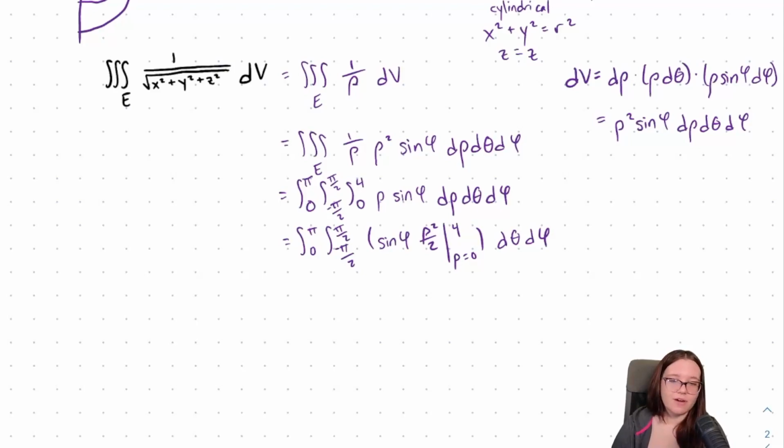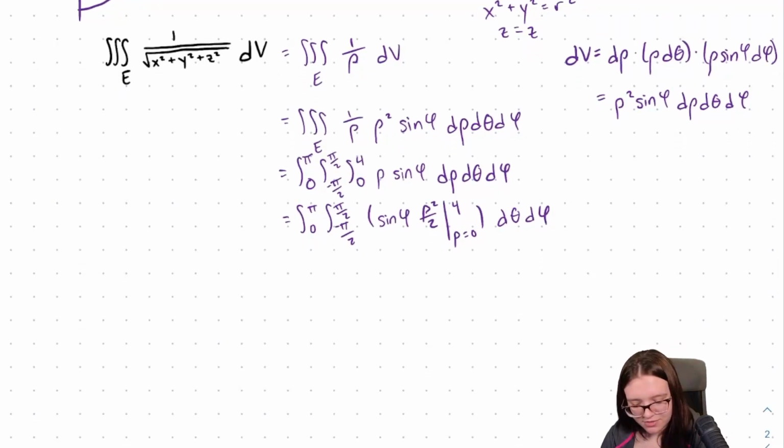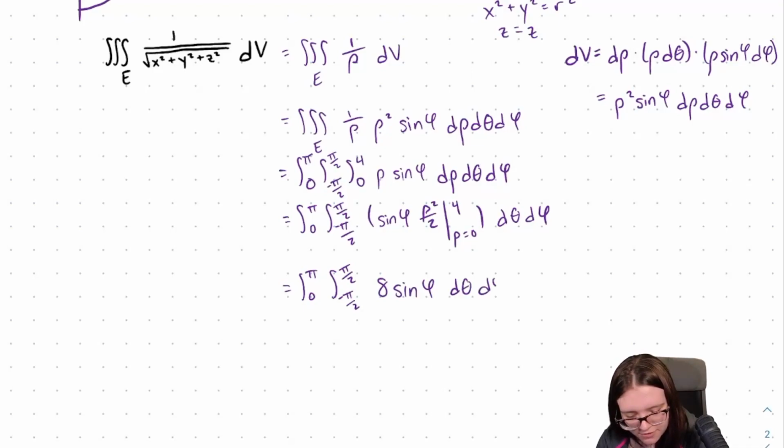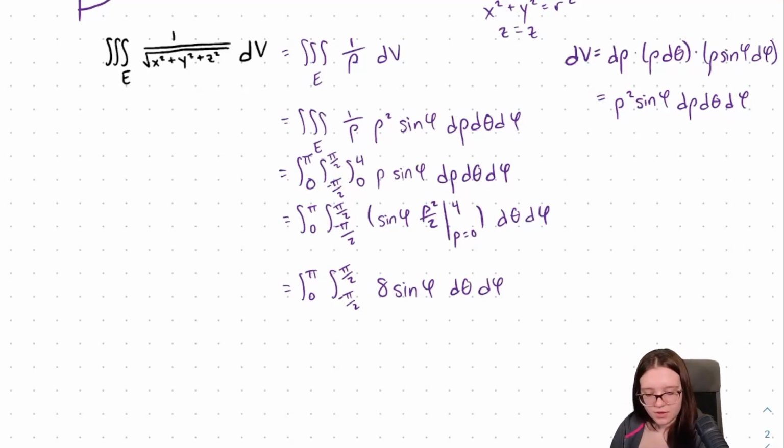Looking good. All right. If we plug in rho equals 0, that's just 0. So only the 4 limit will actually give us a term that doesn't go away. So we are left with the integral from 0 to pi, the integral from negative pi over 2 to pi over 2. If I plug in 4, 4 squared is 16, over 2 is 8. Sine phi, d theta, d phi. Awesome. Let's do our next integral.